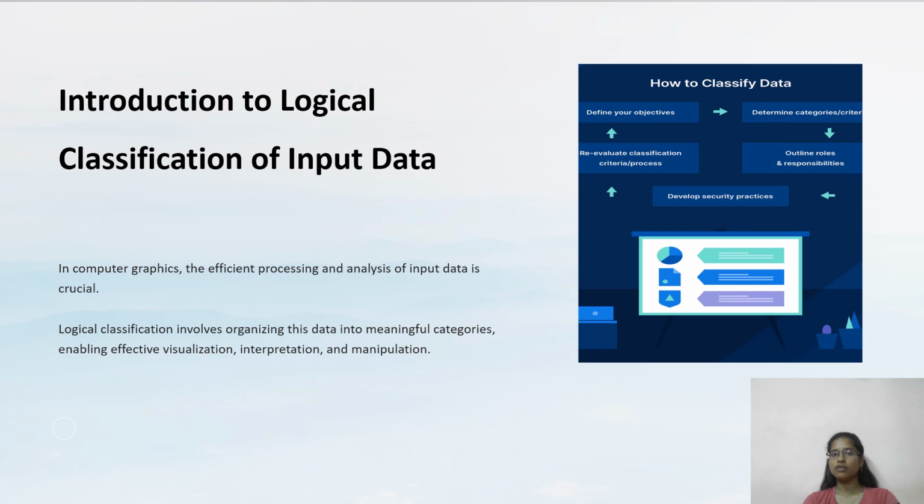Initially, we need to define the objectives, and then we need to determine categories, and then from the categories we'll outline the roles and responsibilities, and then we'll develop security practices. Finally we'll come to the last stage, which is to re-evaluate the classification criteria or process.